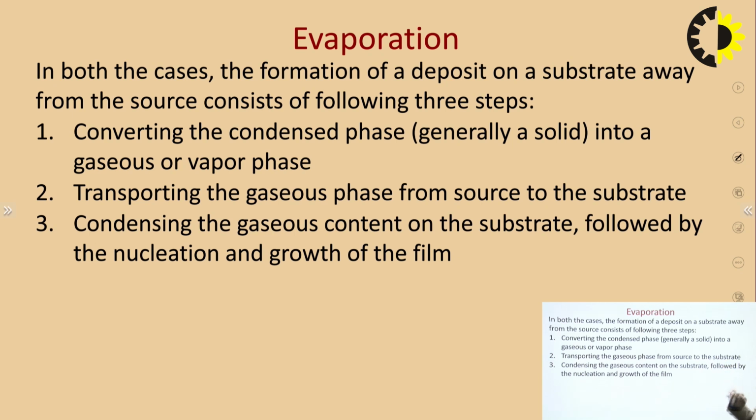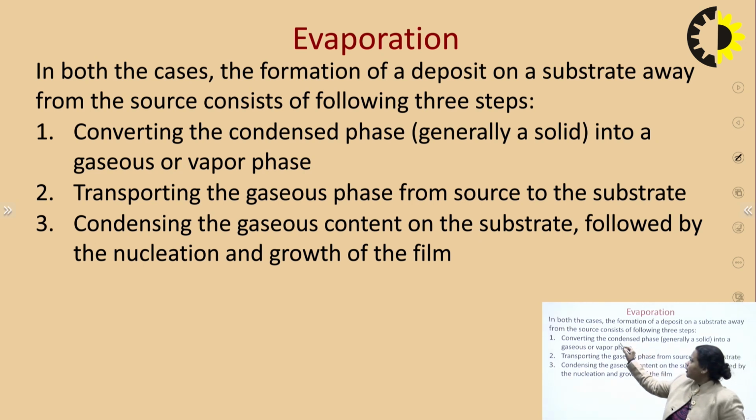First of all, the PVD method is basically of two types: evaporation and sputtering, which I have already written at the start. In both cases, formation of a deposit on a substrate away from the source consists of the following three steps. That means in evaporation and sputtering, these three steps are happening.